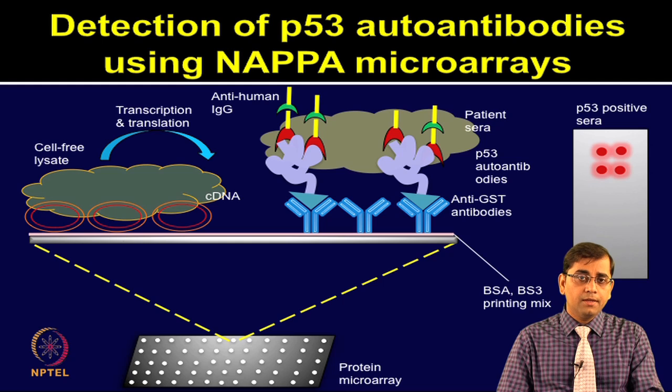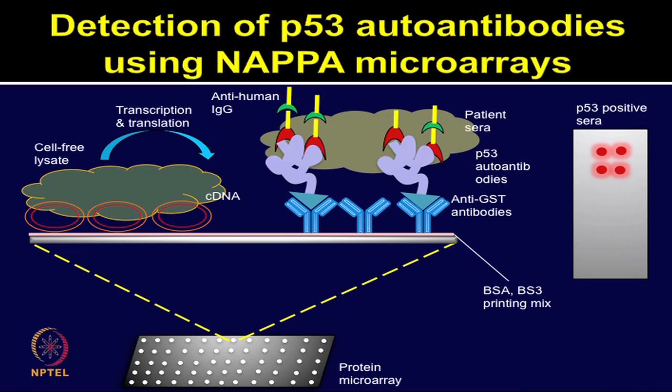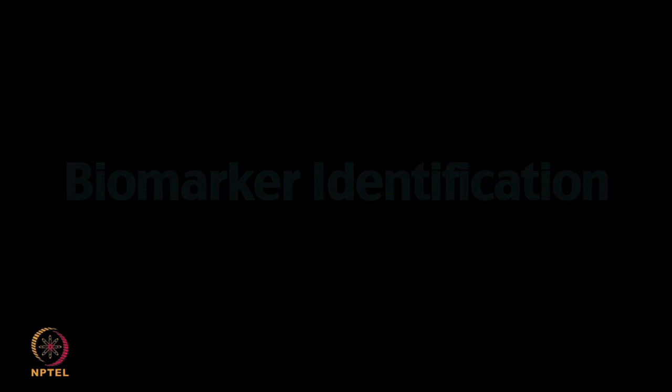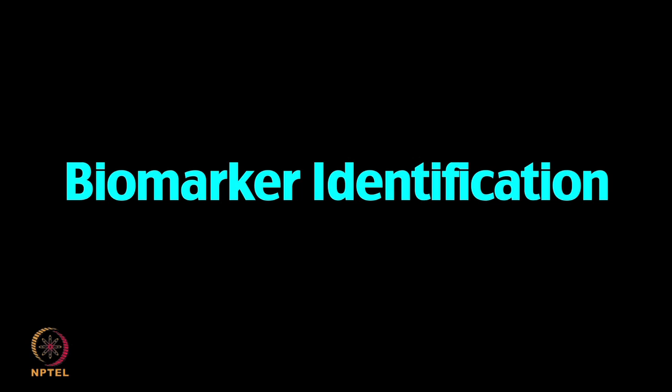This slide provides an overview of detection of p53 autoantibodies using the NAPA microarray approach. So, let us discuss this study in the following animation. Biomarker identification. In this animation, we will discuss detection of p53 autoantibodies in human serum using cell free expression based NAPA microarrays. Study by Anderson et al. 2008.